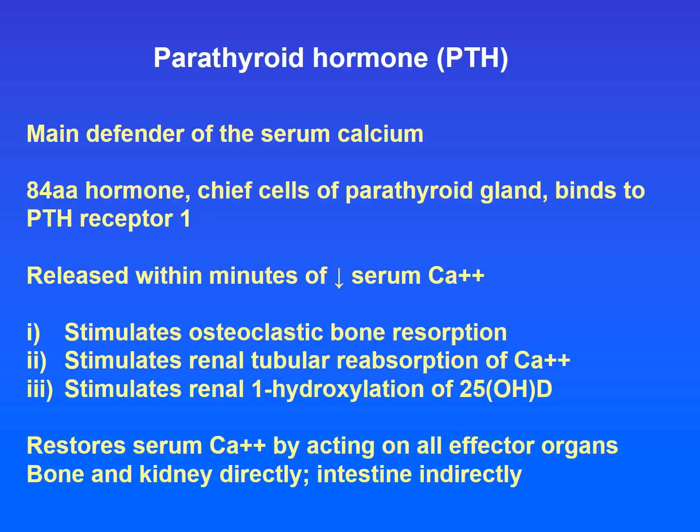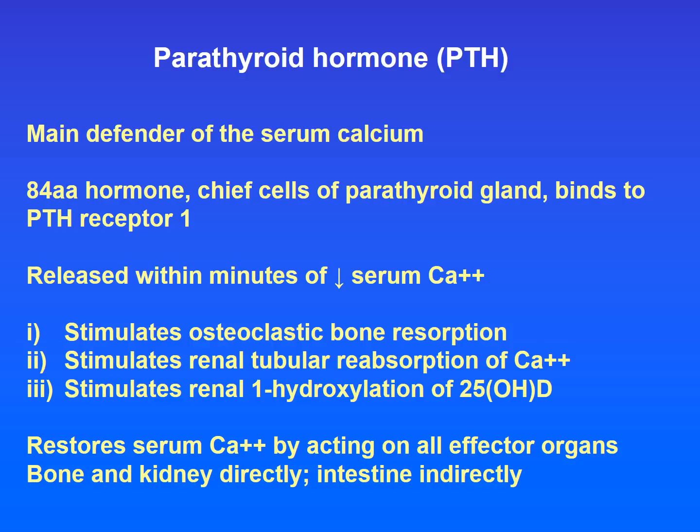I mentioned that parathyroid hormone is a really key hormone in the process, and it's often described as the main defender of the serum calcium. It's an 84 amino acid peptide hormone, which is made by the chief cells of the parathyroid glands. Most of us have 4, some of us have 5 parathyroid glands, which sit in or near to the thyroid gland at the base of the neck. Sometimes there's an ectopic gland present in the mediastinum, that's the 5th gland.